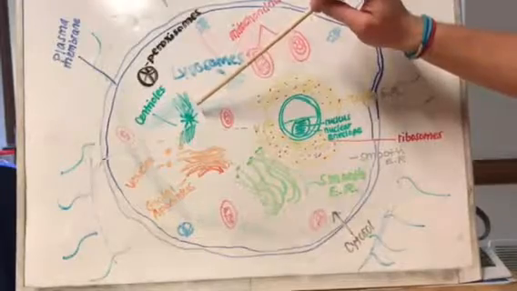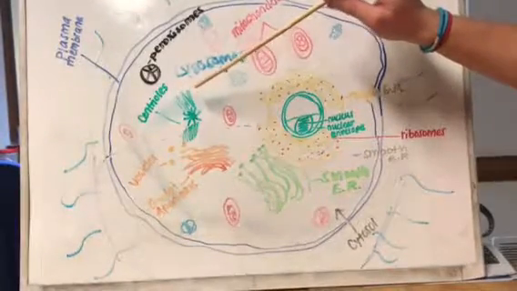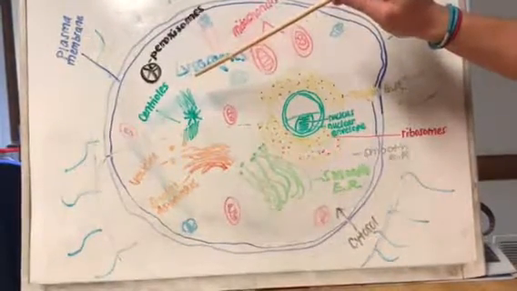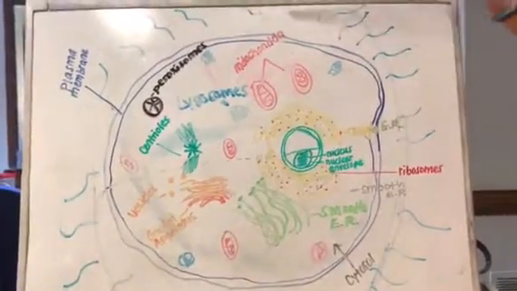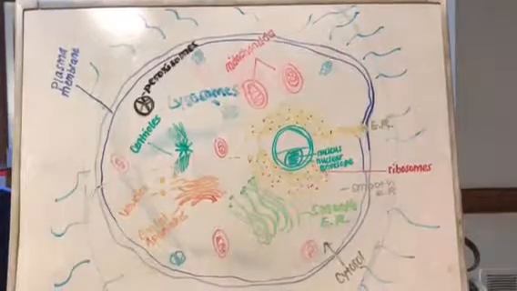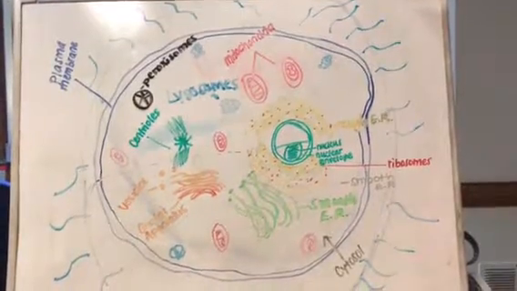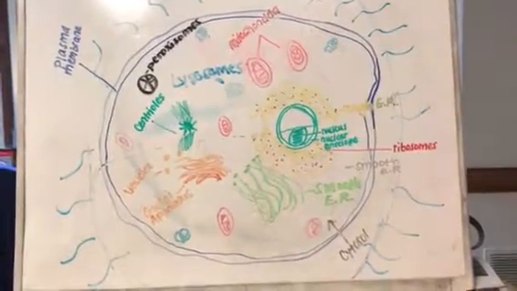They also help in the formation of the cilia and flagella on the surface of the cells, which help with movement. And those are the 11 basic organelles that are important to know when studying a cell.